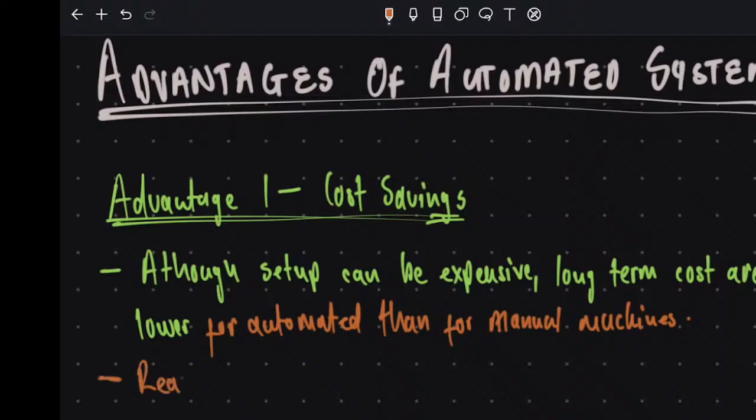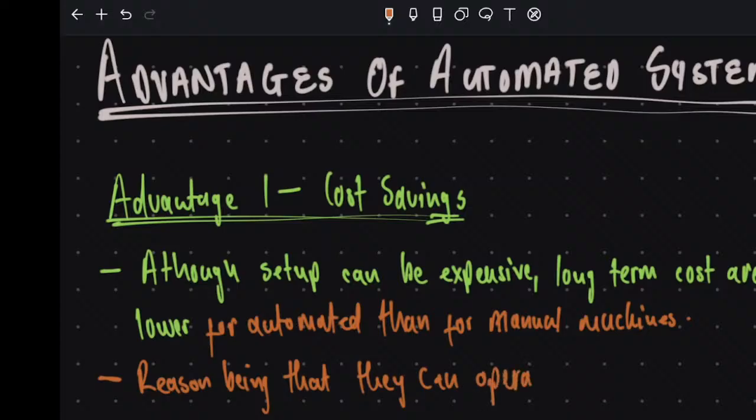Reason being that they can operate with fewer workers. They don't need anyone to really operate them. Just maintenance and making sure everything is fine and all this other stuff. So that's an advantage. Saves money. Because somebody would ask me, why would we even want them? What would they help us? They'll save you money, my friend.